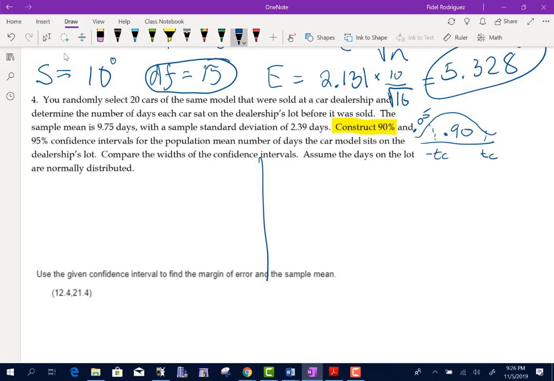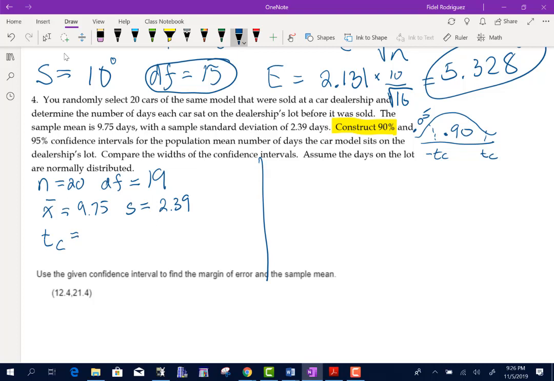Okay. So let's write down a couple of things. Number 1, how many cars are we looking at here? So my n is 20. If my n is 20, what are my degrees of freedom? 19. It's always one less, right? Now we're going to take our x bar. What was our x bar in this case? 9.75. Excellent. And what was our s in this case? 2.39. Good. So now let's find our TC for the 90%.